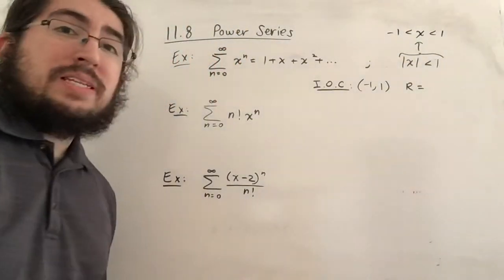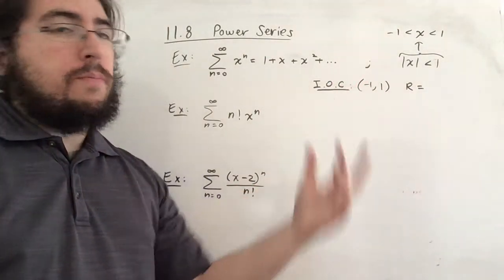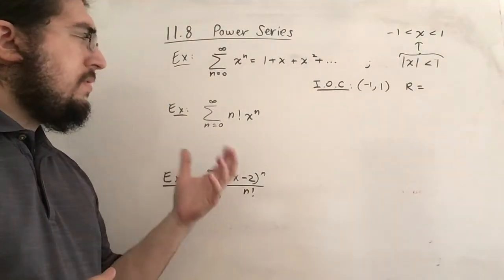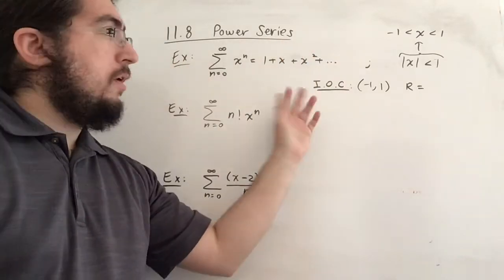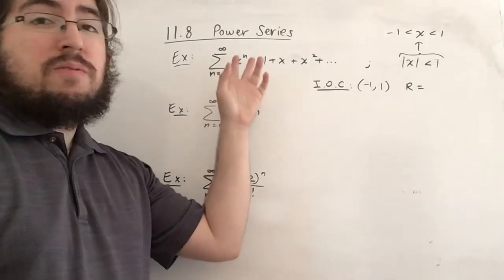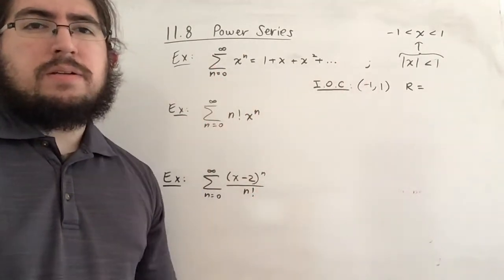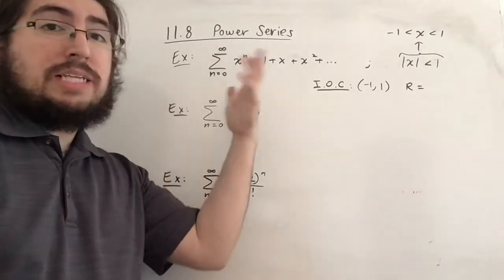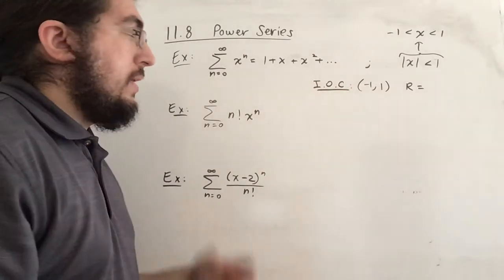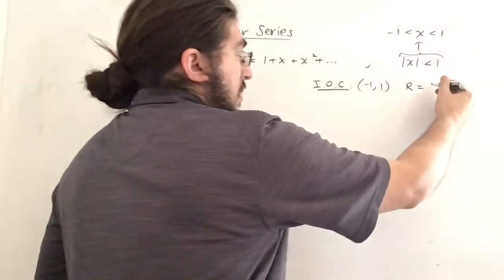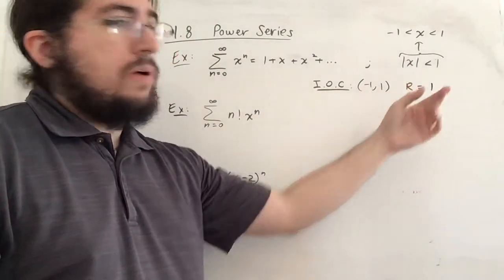Remember I said that we have to test the endpoints technically. So it is possible we could have brackets here for both, or maybe just one and not the other. But in this case, when you plug in 1, you just get a sum of 1s, so clearly it's not convergent there. When you plug in negative 1, that diverges by the test for divergence, because you have 1, negative 1, 1, negative 1, so the terms don't approach a limit. So there's divergence there too, and we don't include either endpoint. The radius of convergence is half of this distance: 1 minus negative 1 is 2, so half of that is 1.